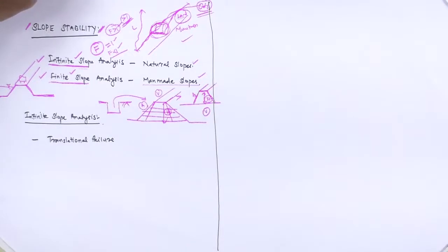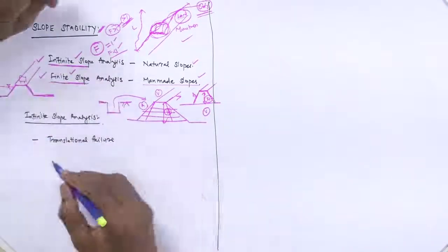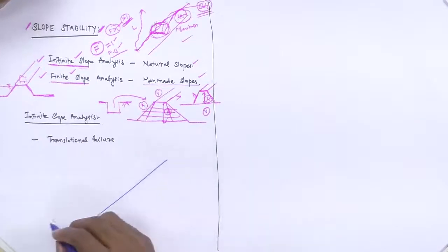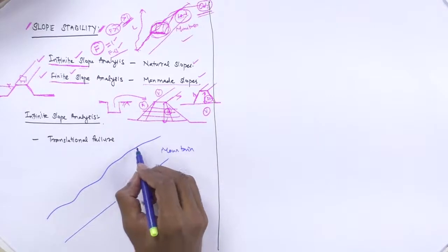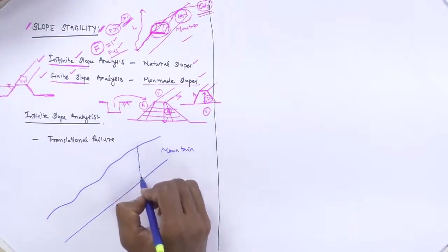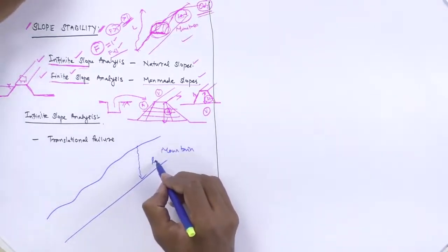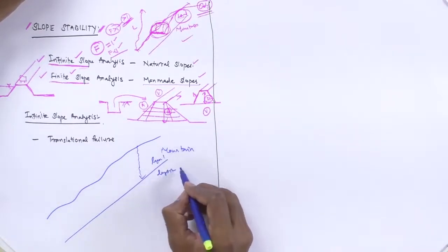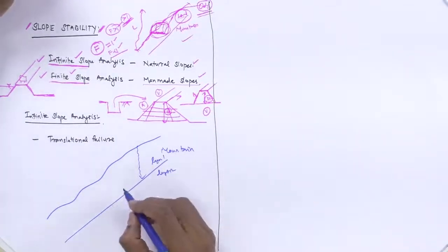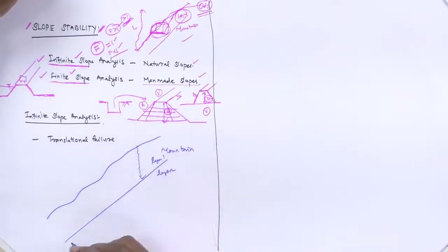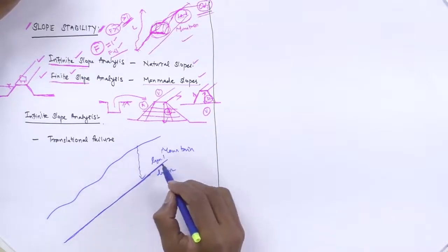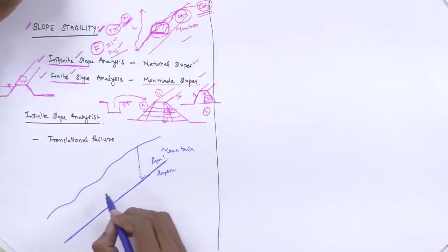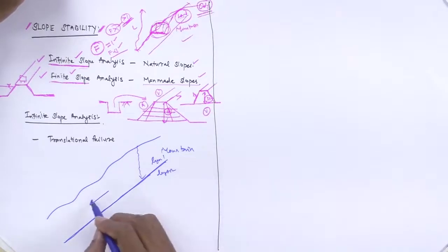Here, infinite slope analysis is nothing but translational failure. This is a mountain slope. Digging towards the center of the earth, we reach, say, layer 1 and layer 2. Between layer 1 and layer 2 we have some plane forming. This slope may fail, and that is what we call a landslide.